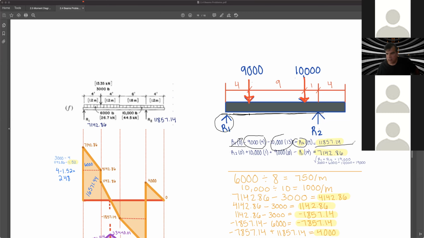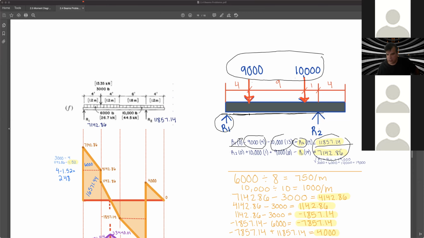I calculate how much is R1. I do the same and I calculate how much is R2. I put them together, and together they need to be equal to 19,000. 11,857 plus 7,142.86 need to be equal to 19,000. If not, you did a mistake.